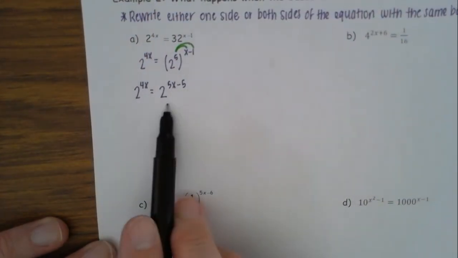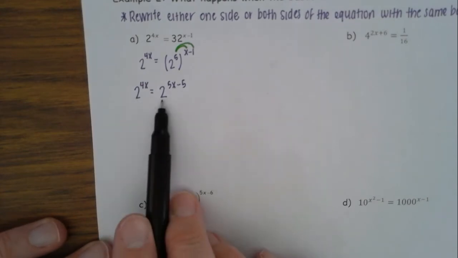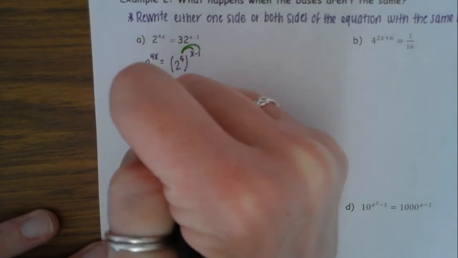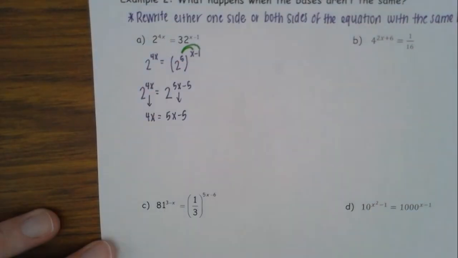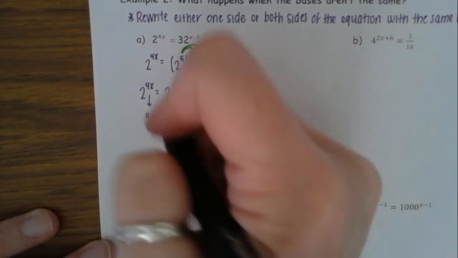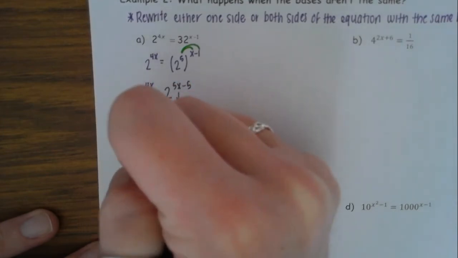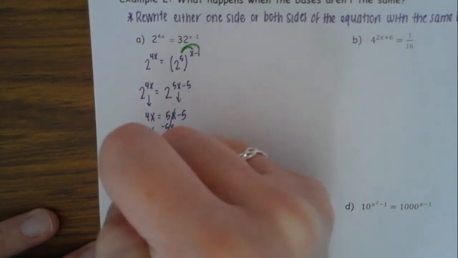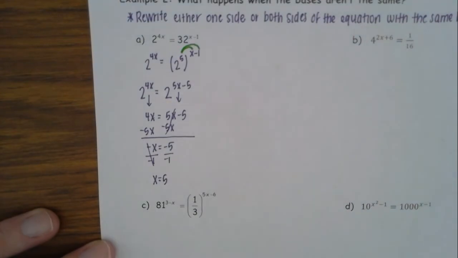And now this is an equation like what we had on the first side. The base is 2 on the left-hand side, the base is 2 on the right-hand side. So my exponent of 4x on the left-hand side must be equal to my exponent of 5x minus 5 on the right-hand side. So if I go ahead and solve this for x, this looks like I'm going to get an x value of positive 5.